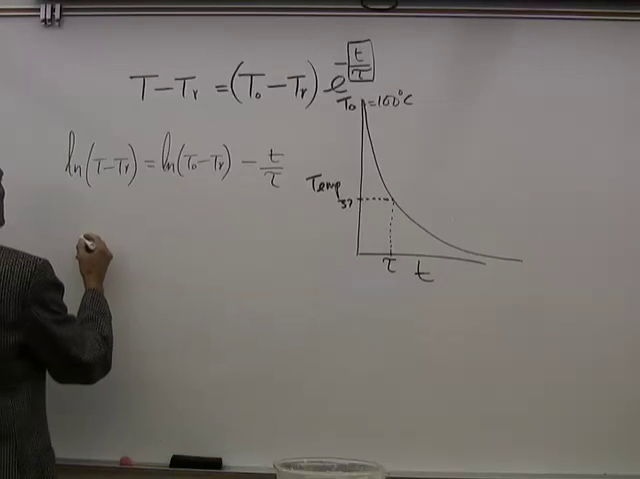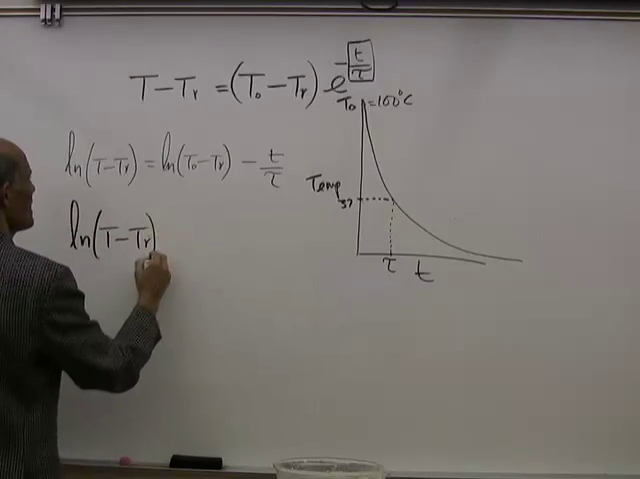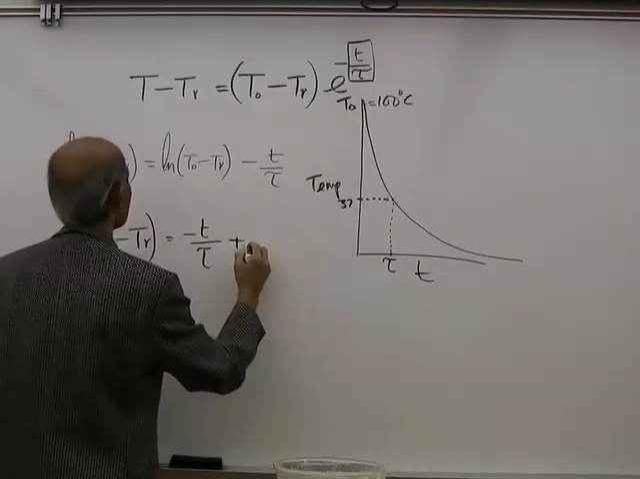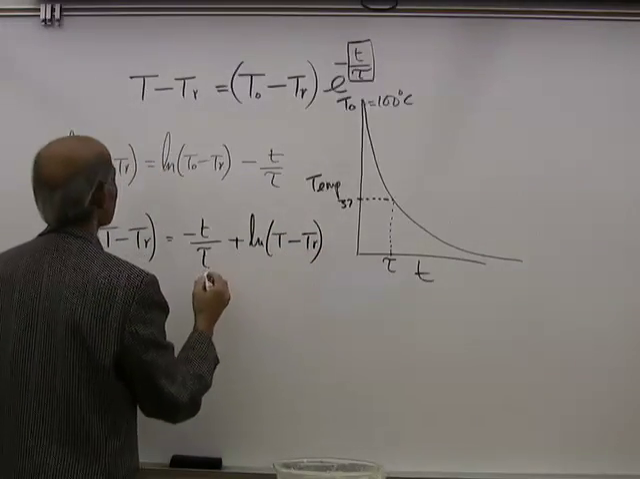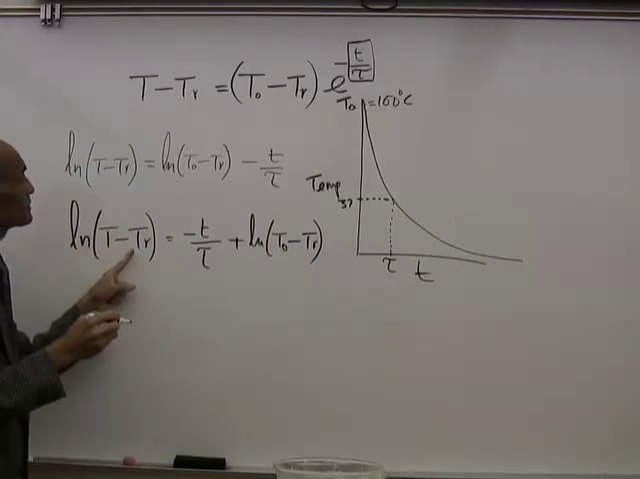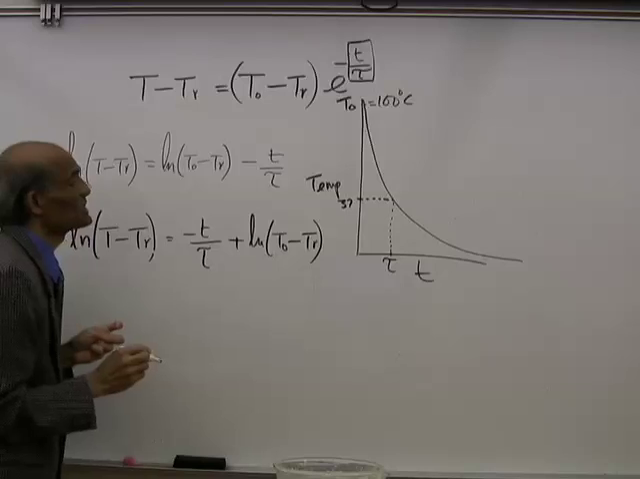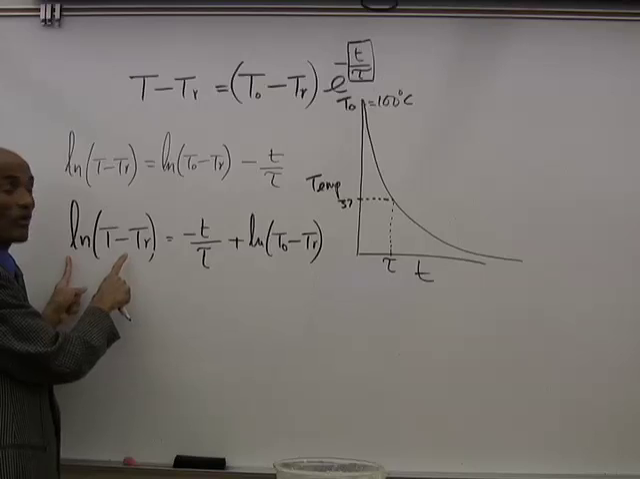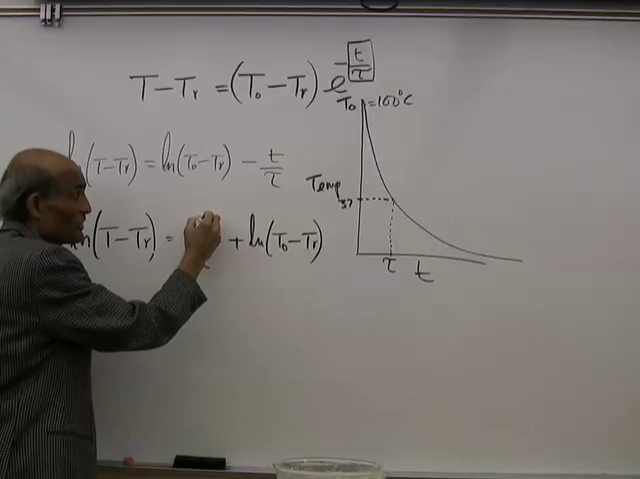Now, if I write this equation like this, look at this: ln(T - Tr) equals negative t over tau plus ln(T0 - Tr). This is an equation of the form y equals mx plus b. Look at this, this is your x.